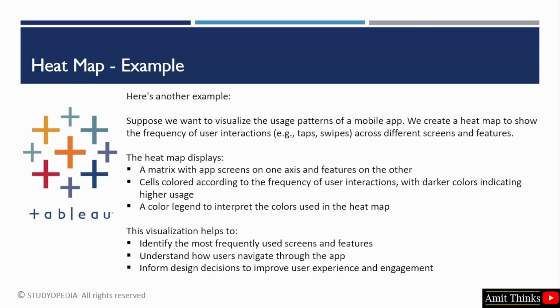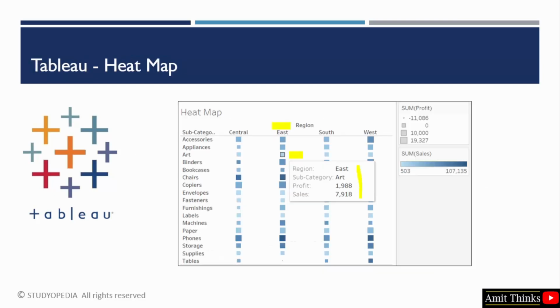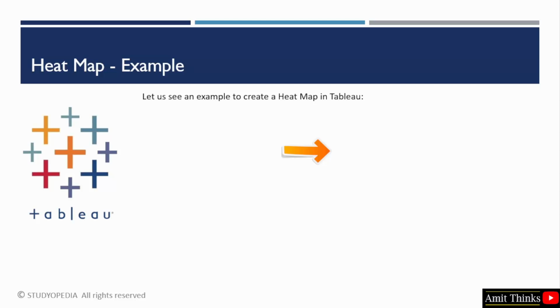So using this heat map, we display the most frequently used screens and features so that we can understand how users navigate through the app. So this will also enhance user experience and engagement and inform design decisions. Like in the previous example, we saw profit and sales for a particular region for a particular subcategory. Now let us implement a heat map in Tableau. So we will evaluate on the basis of our sample superstore data.